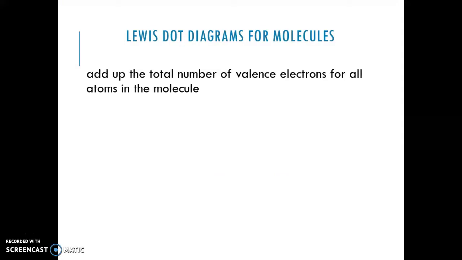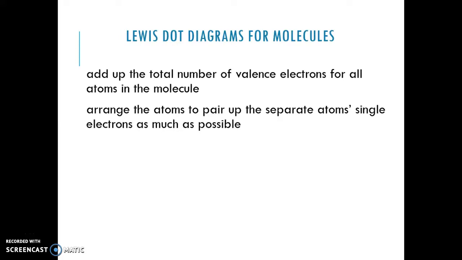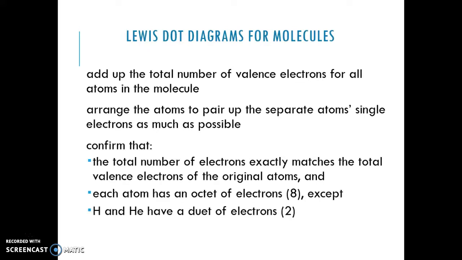So remember that for the Lewis dot diagrams, you add up the total number of valence electrons for all the atoms in the molecule. Each electron is represented by a dot. You're going to arrange those atoms so that the individual single electrons are paired up to make our bonds. And then you just want to confirm that once you have those bonds drawn, the total number of electrons exactly matches the number of valence electrons you had. So we guarantee that, you also want to guarantee that each atom has an octet of electrons, with the exception of hydrogen and helium, they only need 2. So let's not worry right now about the other exceptions that we come across.